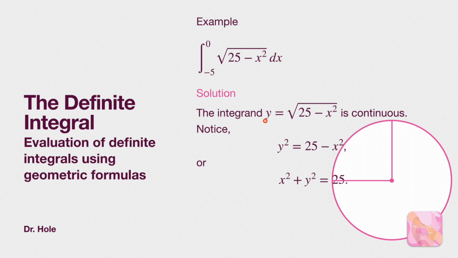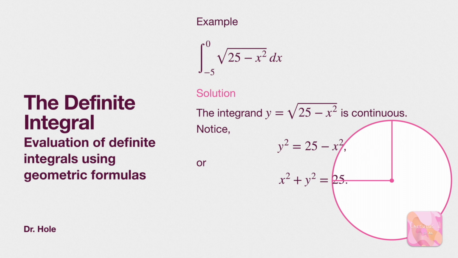And then for y values, I want y set equal to this radical term. And we know that a radical is always non-negative. Thus, x's will be between -5 and 0, and y's will be non-negative. In other words, we're getting a quarter circle.